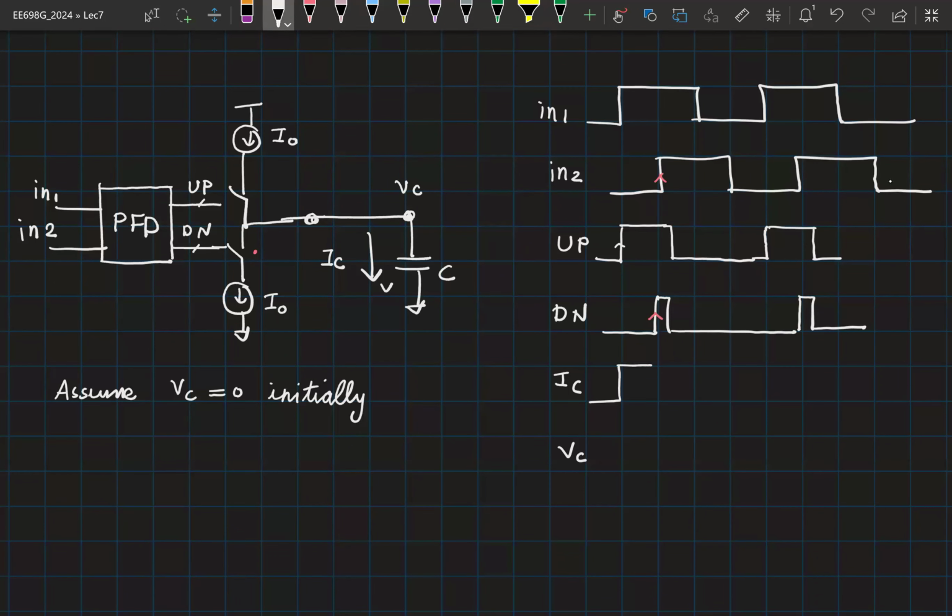Right, so this is on for this duration. So let me mark delta T. This is delta T. What is this width? This is delta T plus T reset, where this is again T reset. So this width is exactly delta T. And then because when both up and down are on, this current is on, this is also on. So you simply have I naught flowing from VDD to ground directly. So you don't have a current here. This has a value. What is the value here? I naught.